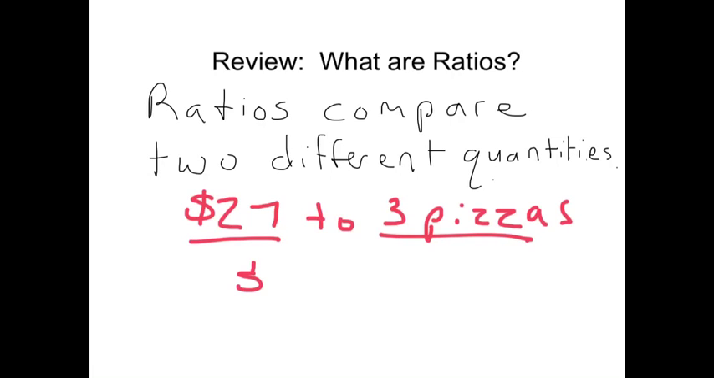And we could also write it with a colon. Or a third way is you can also write it as a fraction, 27 over 3. These are 3 different ways of writing a ratio where we compare two numbers.